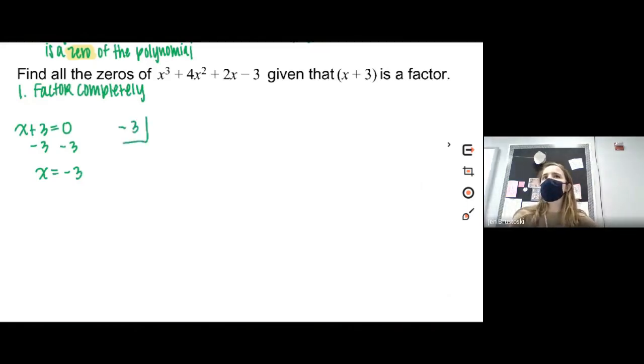What are the numbers across the top? What is it? You're forgetting a number, Connor. What goes in front of that x to the third? If there's no number, it's an invisible 1. Yeah, so don't forget the coefficients that aren't there. Okay, go ahead and do that synthetic division.